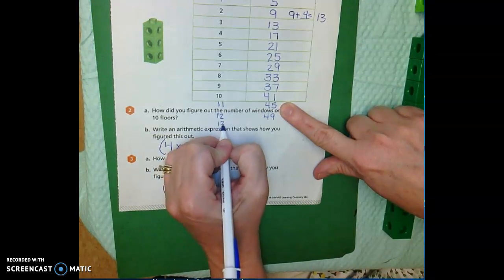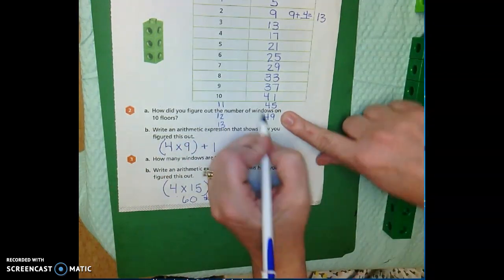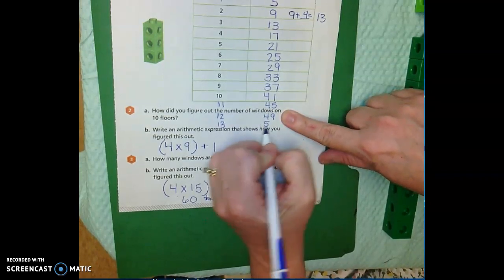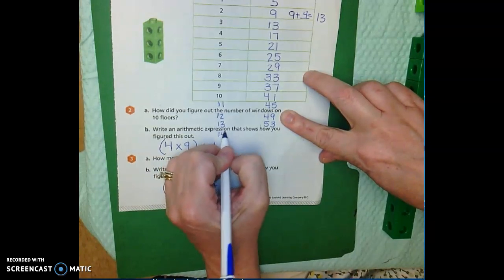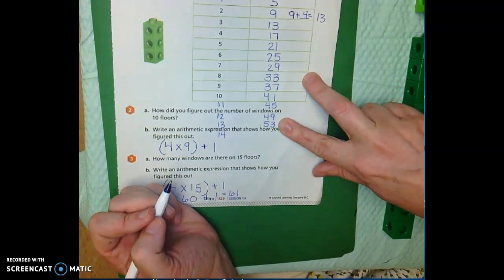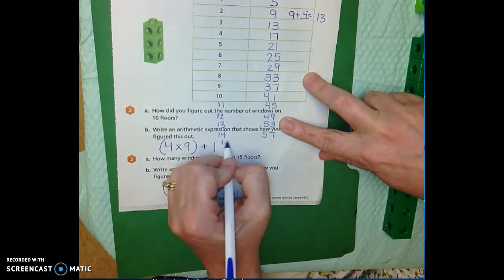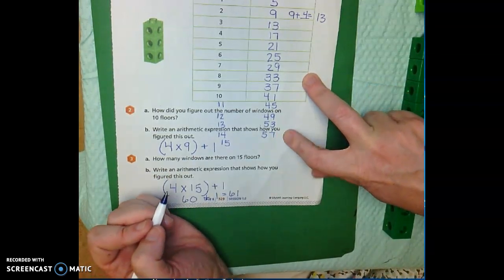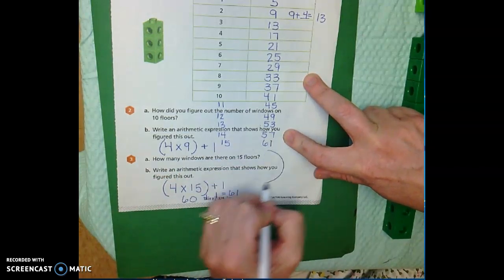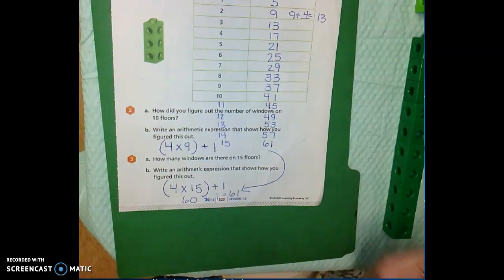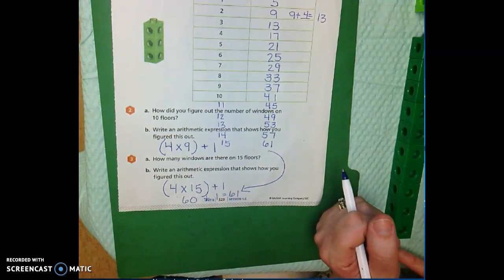Let's go to the 13th floor. What's 49 plus 4? 53. What is the 14th floor? 53 plus 4. 57. And finally the 15th floor. What's 57 plus 4? 61. Is that the same thing that we got right here? Yes, so this works. Very good.